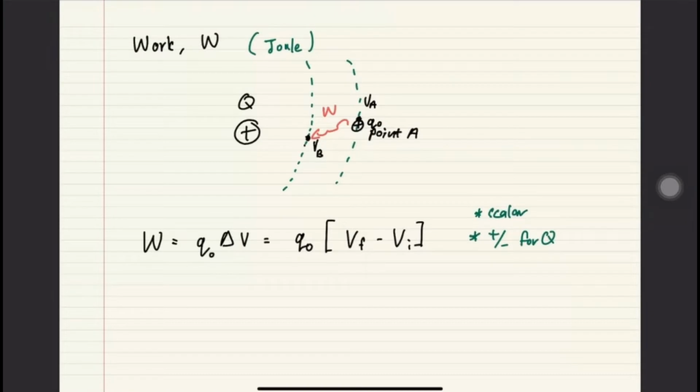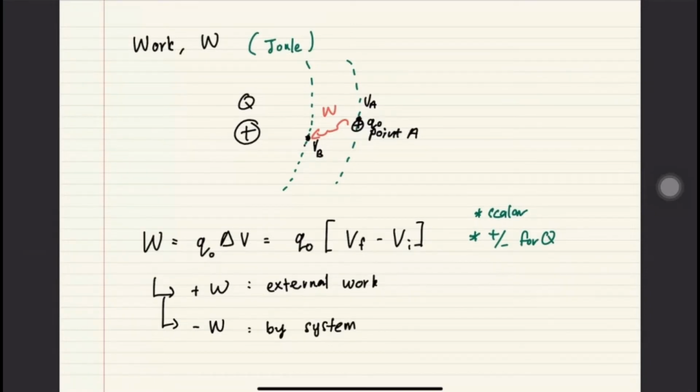Okay, so work ni, dia boleh jadi positif or negatif. At the end of the day, work ni boleh jadi positif ataupun negatif. Dia lain sikit dengan V tadi. V tadi dia positif atau negatif solely depends on whether the charge is positive or negative. Tapi yang ni dia depends on whether work tu done external work ataupun by system.